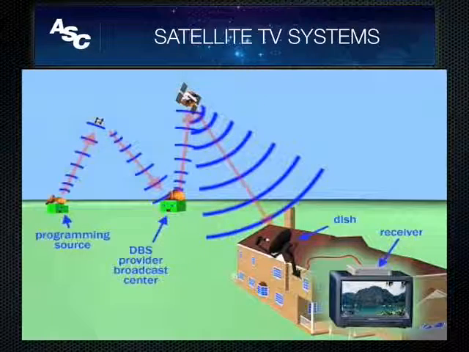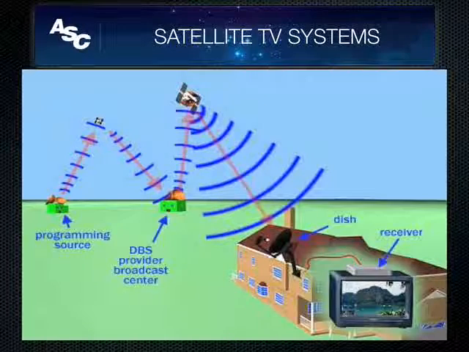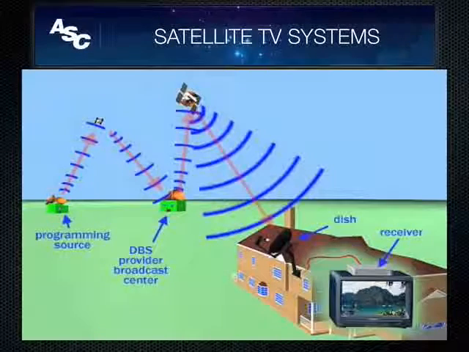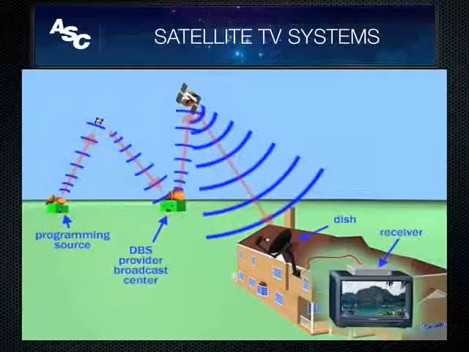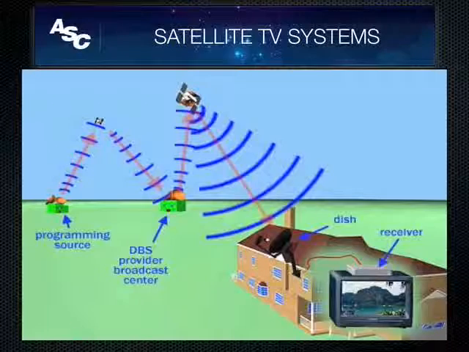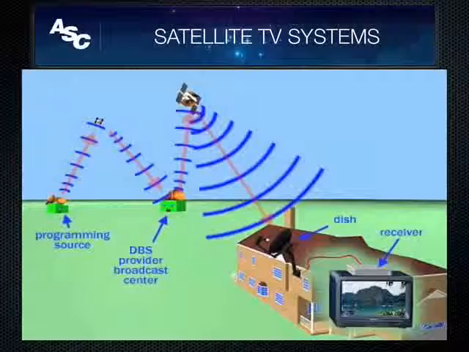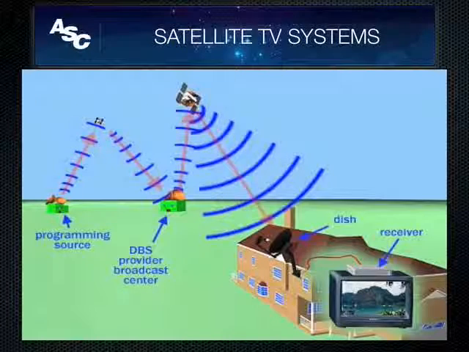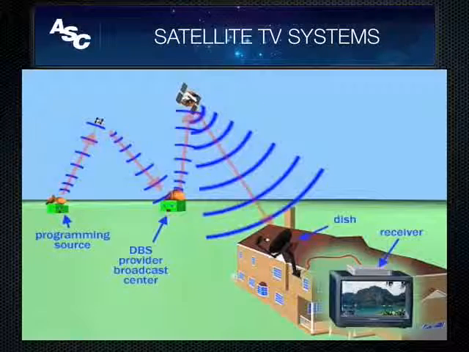All right, the next section is titled Satellite TV Systems, and what we will do in this section is tell you about, in the most simplistic terms, how a satellite TV system works and what its main components are. What you see on your screen is a diagram of how the programming, let's say you choose a channel: HBO, Cinemax, TNT, whatever. Let's say that is the programming source on the left side of your page.